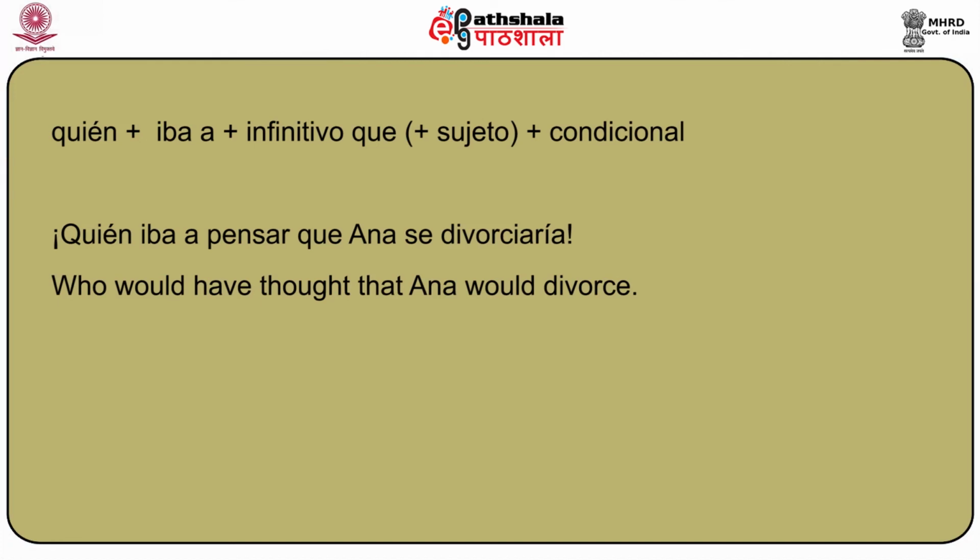Next construct is that of quien plus iba a plus the infinitive followed by que plus the subject and the verb in the conditional. Let us see it in an example. ¿Quién iba a pensar que Ana se divorciaría? The English version is, who would have thought that Anna would divorce?